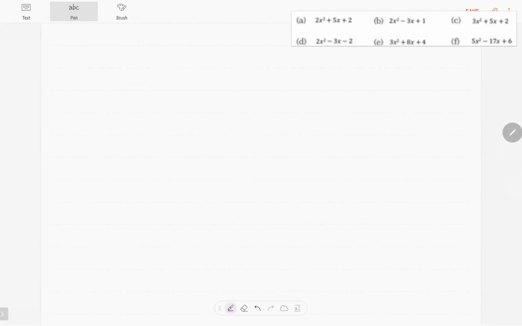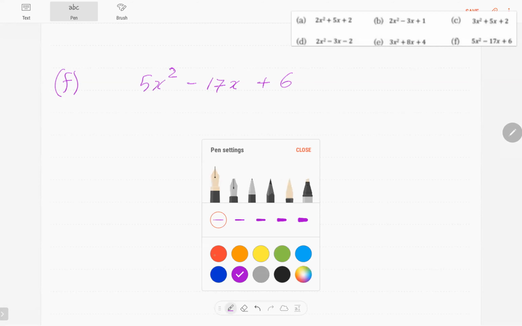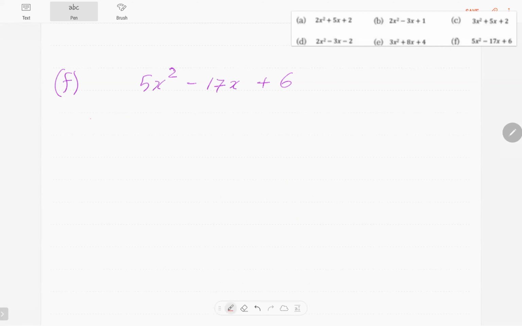All right, let's do F first. The last, which is 5x squared minus 17x plus 6. Let's do that one and look at something. So this one, the same procedure. We're going to do 5 times 6 is 30. That's a positive 30. Then we want factors of 30 that add to negative 17.